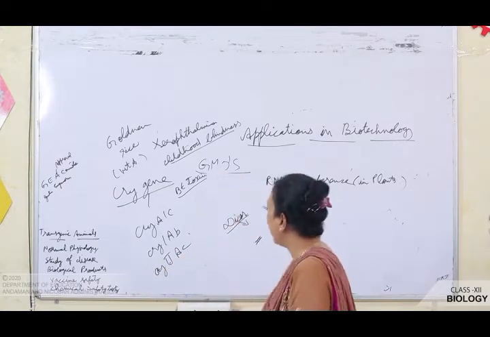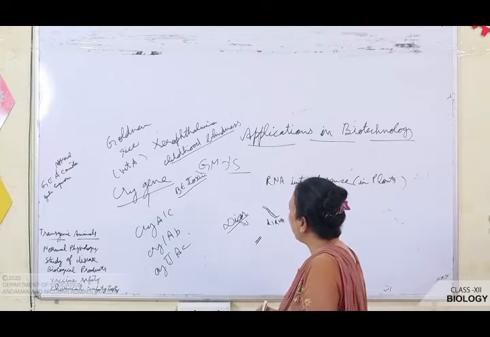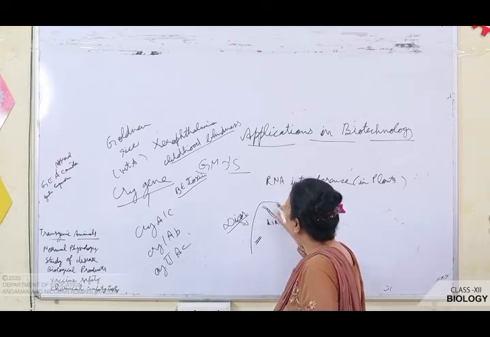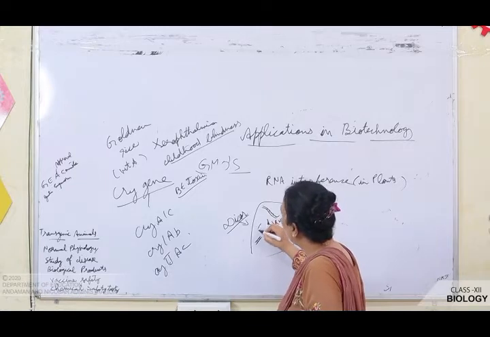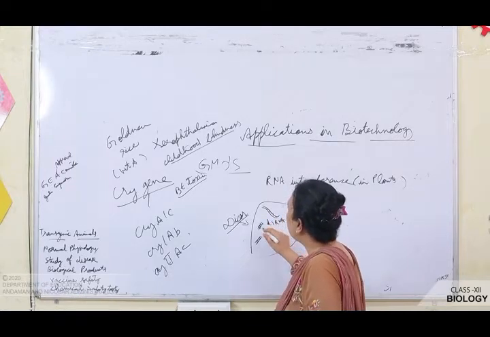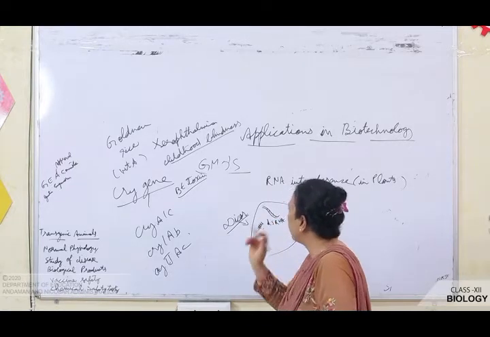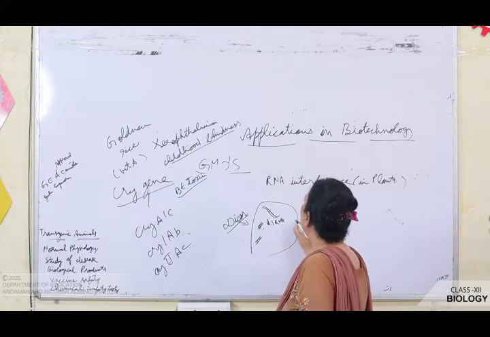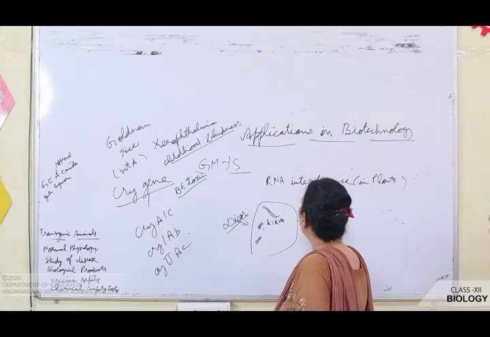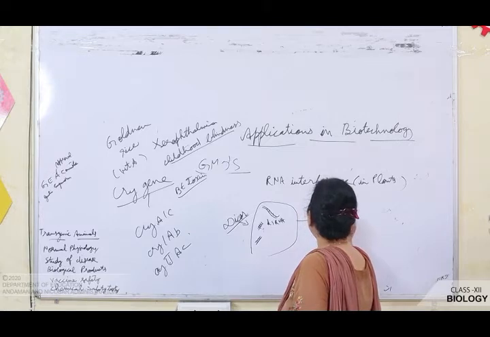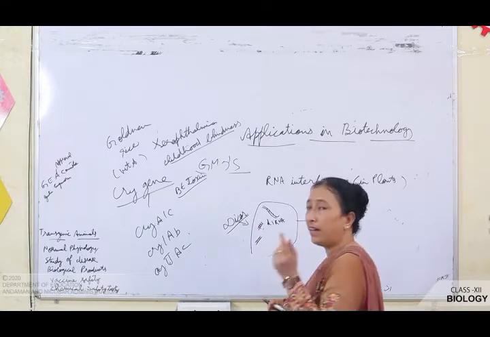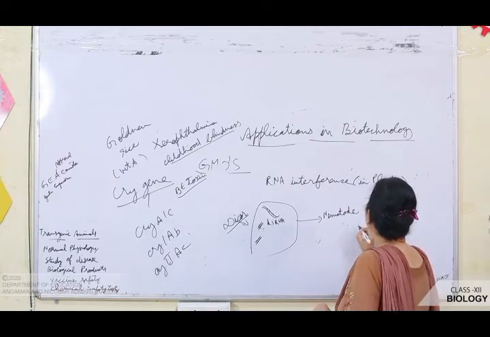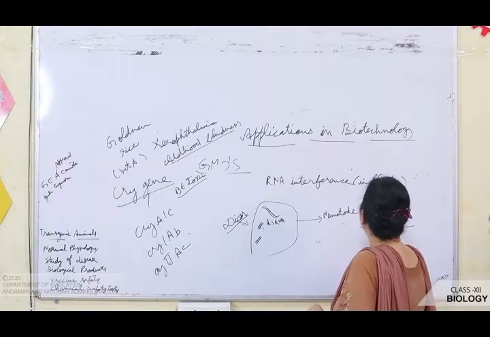So when the dicer enzyme is inserted in the plant cell, it breaks down the RNA into small fragments. These small bits of RNA, the diced RNA, are taken by the nematode. And when these small fragments are taken by the nematode, what happens when the translation process takes place in the nematode?